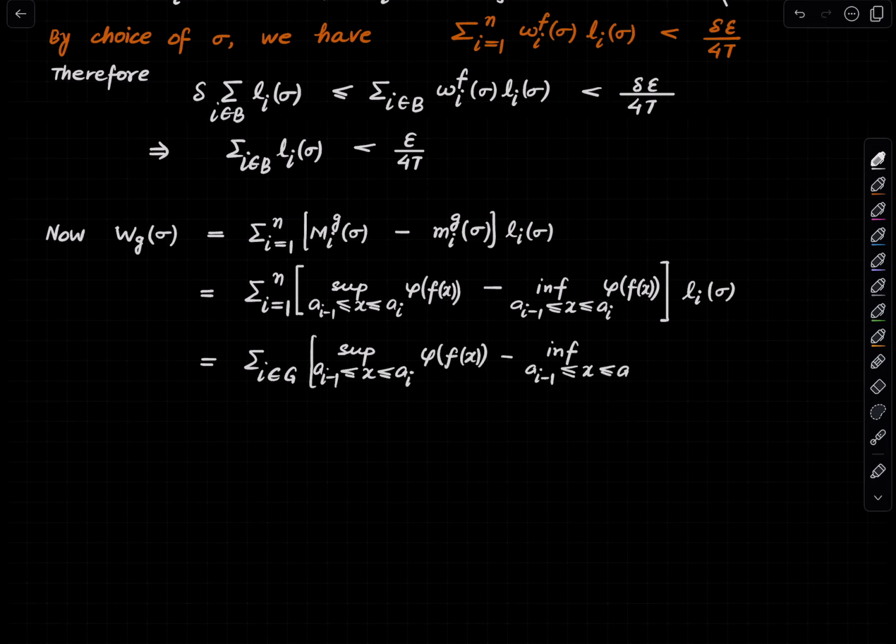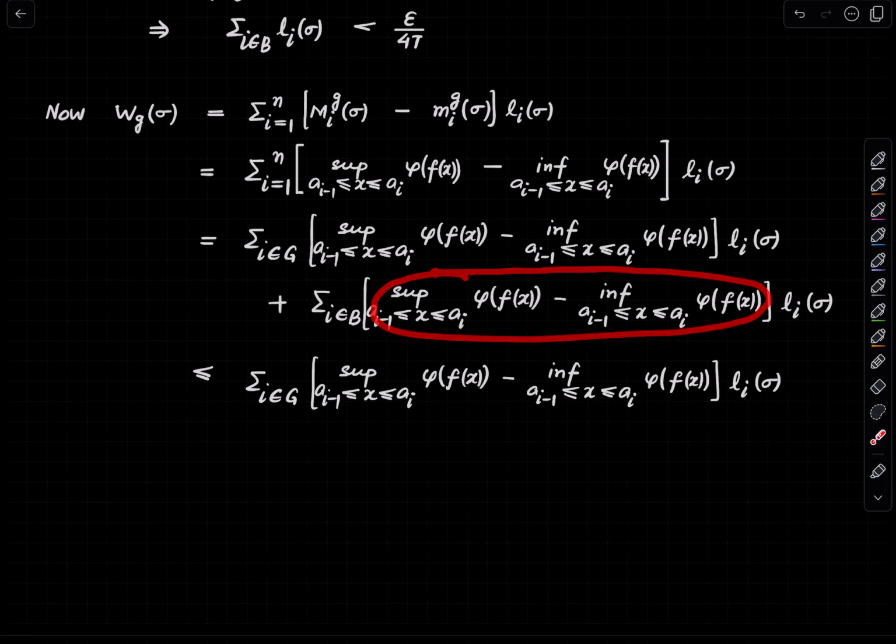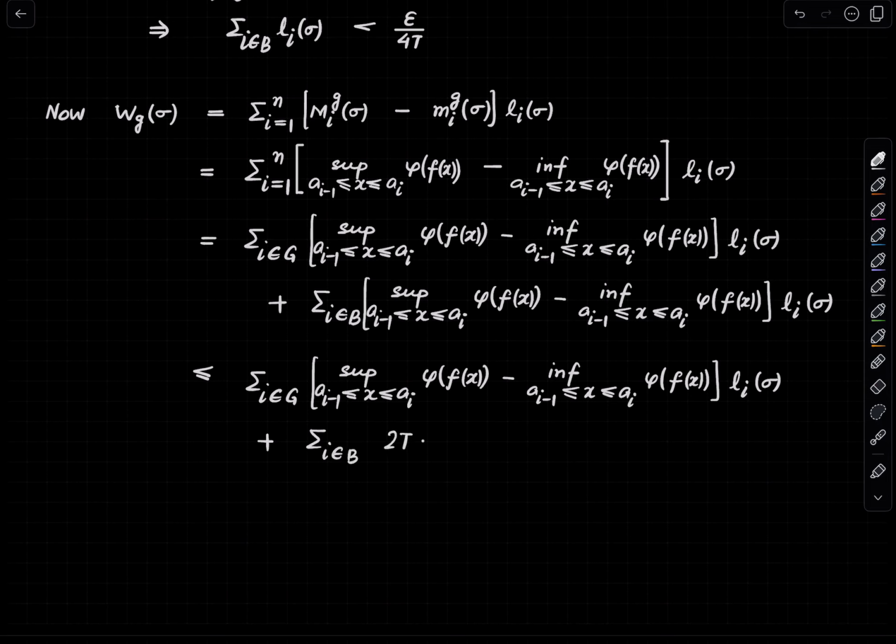So let's first deal with this. This is at most... So the first thing will be coming up verbatim. And the second thing, let's bound that. So what is a bound over this thing? The simplest bound is 2t, because |phi| was at most t. And therefore, a very simple bound over this is twice of t. So this is less than or equal to the summation over the bad intervals of twice of t times L_i sigma.